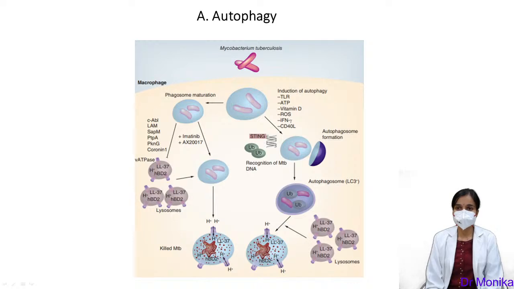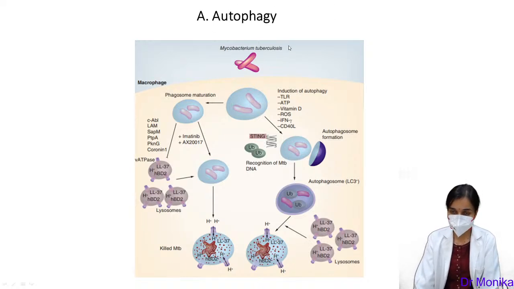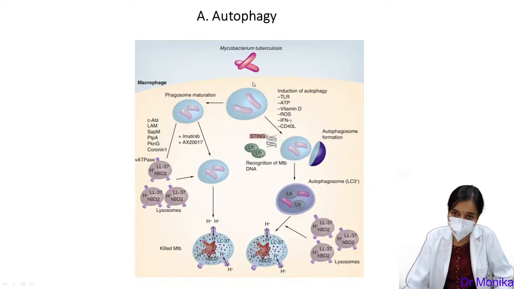Coming to the first mechanism by which the macrophage mediates its immune response, that is autophagy. Autophagy is a highly confined process which leads to degradation of the proteins as well as cellular organelles. In this picture, we can see that the autophagy phenomenon is done by formation of a double membrane structure known as the autophagosome. This autophagosome then fuses with the lysosome, which will finally lead to the killing of Mycobacterium tuberculosis.